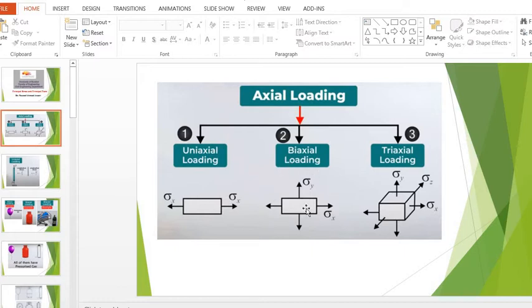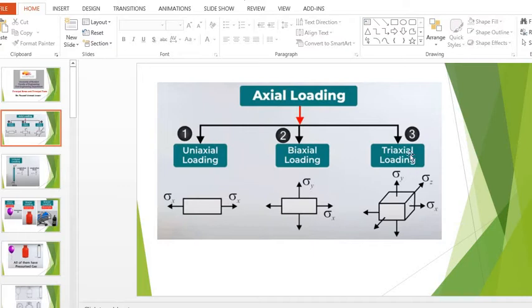Similarly, when the load is applied in two directions, that is in x direction and in y direction, then that is called biaxial loading. So here sigma x and sigma y are the stress in x and y direction.